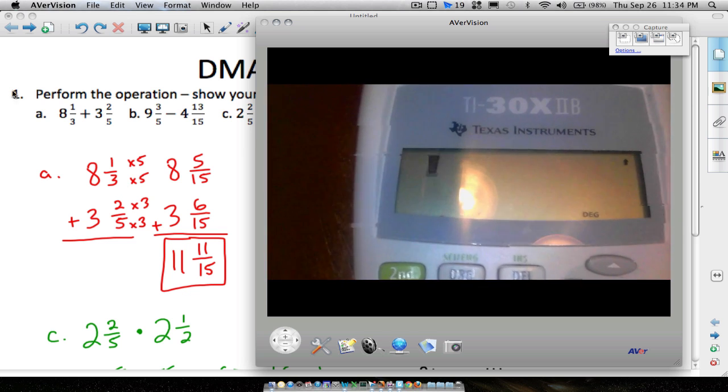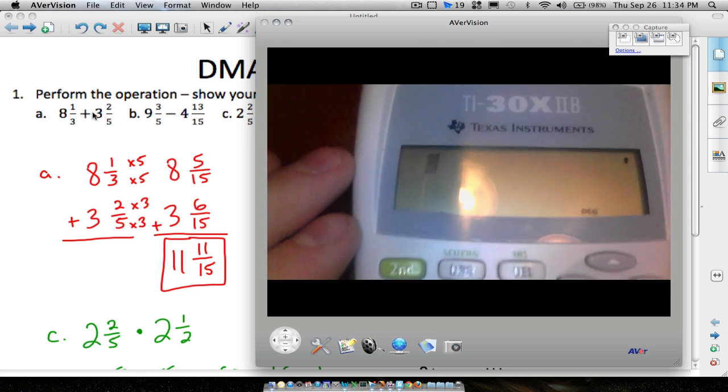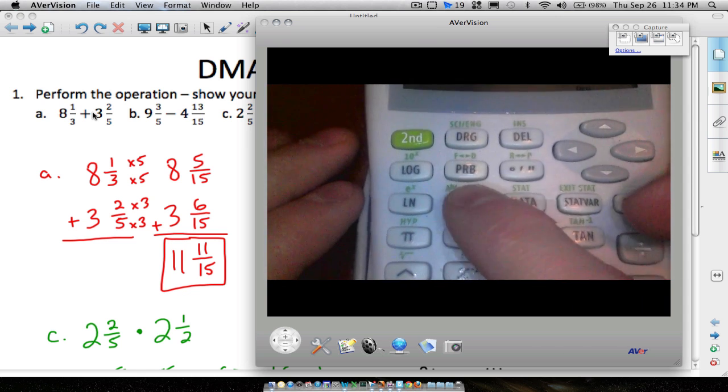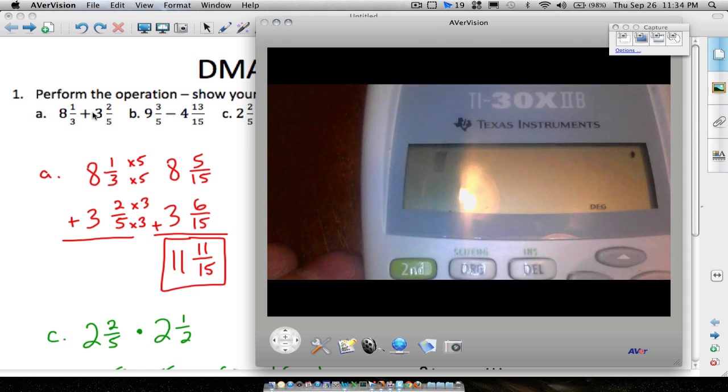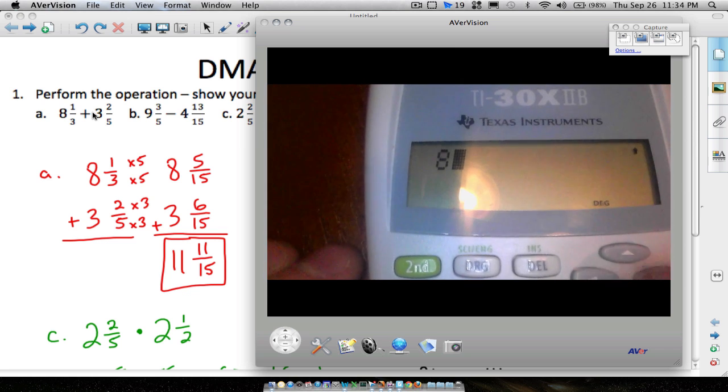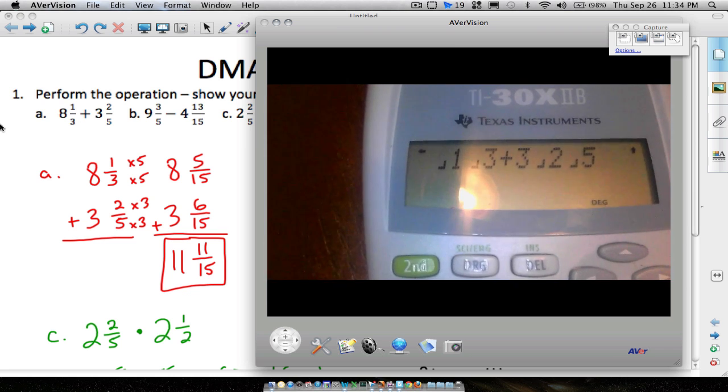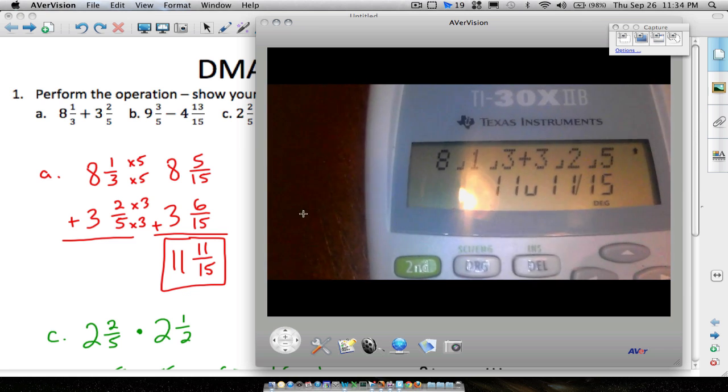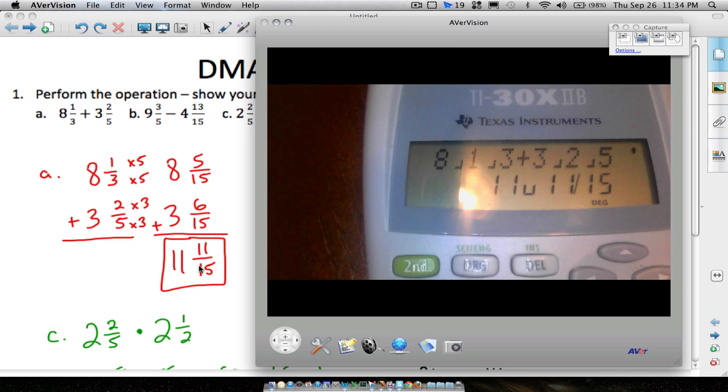So let's do that. Let's do 8 1/3 plus 3 2/5. Remember the ABC button? That's what we're going to use for these mixed numbers. I've gone over that several times. So 8 ABC 1, ABC 3 plus 3 ABC 2, ABC 5. That's 8 1/3 plus 3 2/5. And we get 11 and 11/15. Notice that matches that right there exactly.